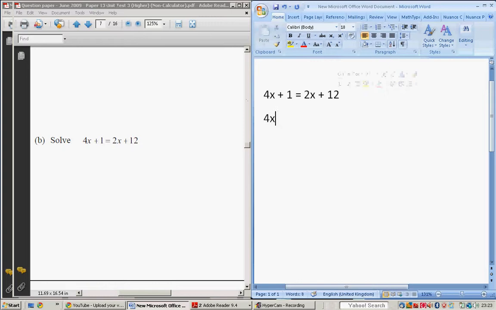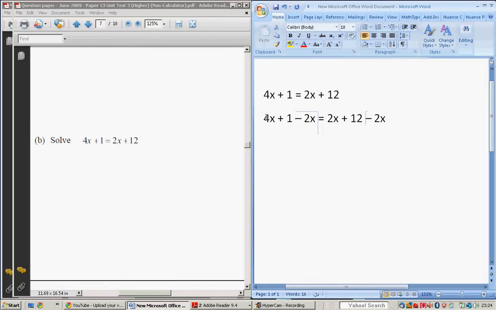So we do 4x plus 1. We do the inverse of plus 2x, which is minus 2x, equals 2x plus 12 minus 2x. We did minus 2x to this side, and we do minus 2x to this side. So everything stays balanced. We haven't changed the equation, we've simply rearranged it, so the equation is still balanced.